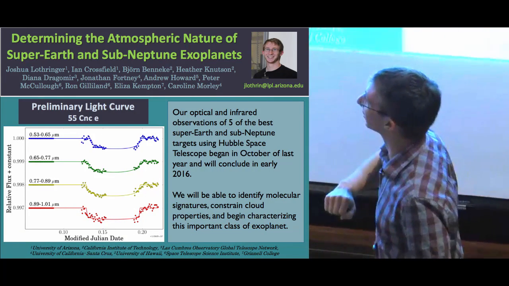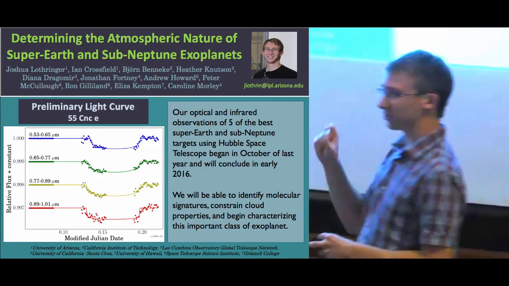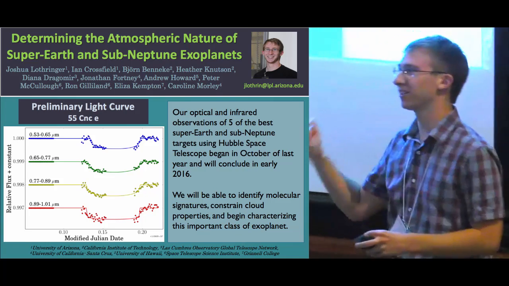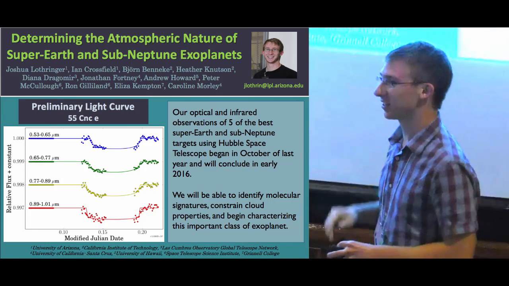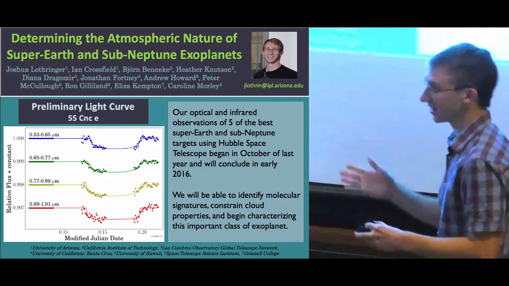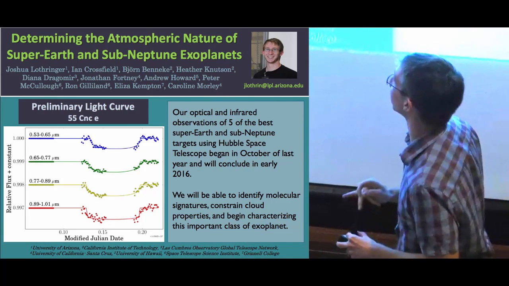So here's some preliminary light curves. One of the planets we're looking at is 55 Cancri E. It's got a transit depth of only 0.05% of the host star's light, but the exciting thing is we're getting down to precisions of tens of parts per million. So hopefully we can say something about what these atmospheres are made of.